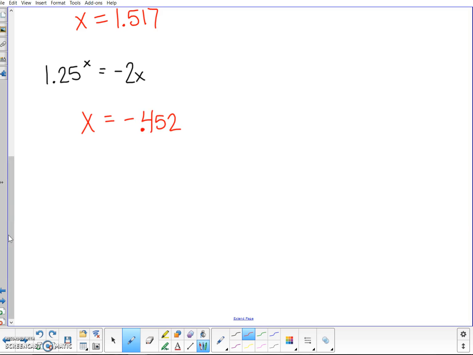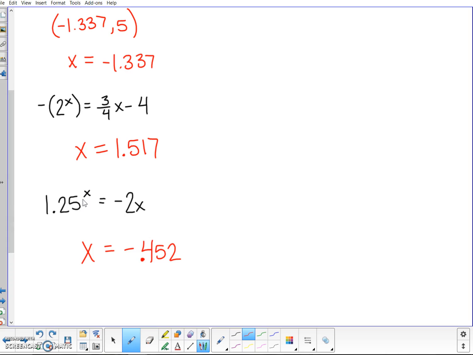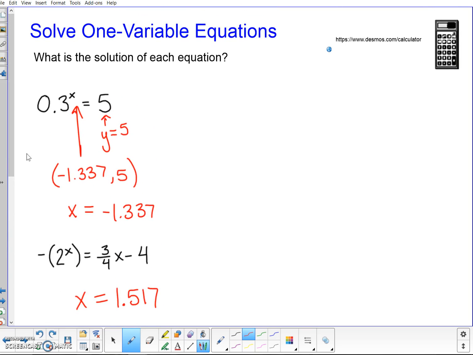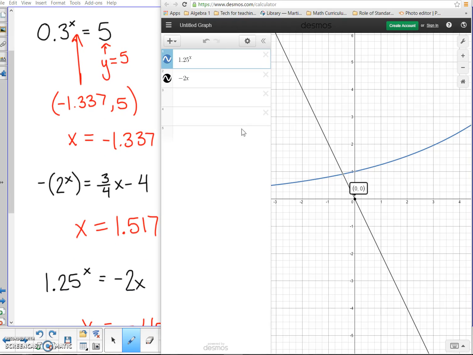Okay. X equals -0.452. And what these values mean is that if you plugged this number in for x on either side, the two values would be the same. It would be a solution to the equation. Okay? So this is using a graphing calculator to solve a one-variable equation by putting both sides in separately and figuring out where the two sides are equal to each other.